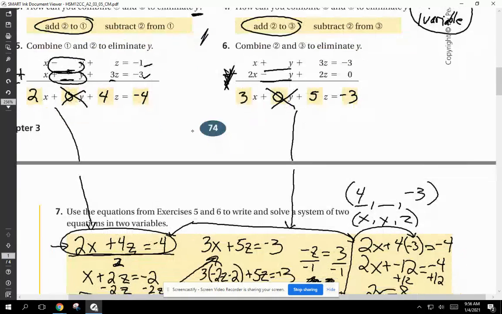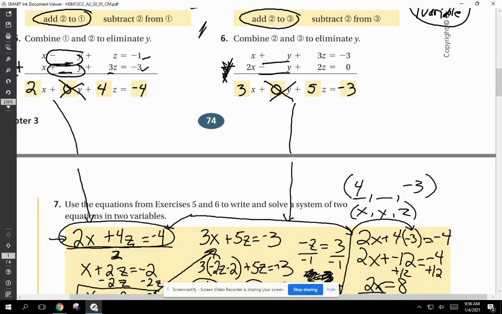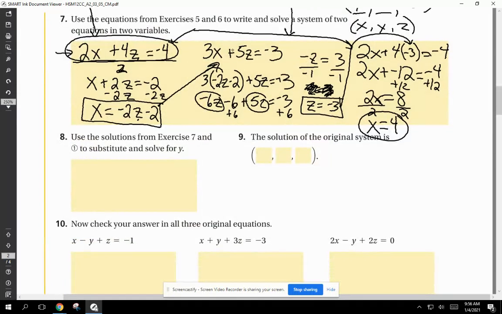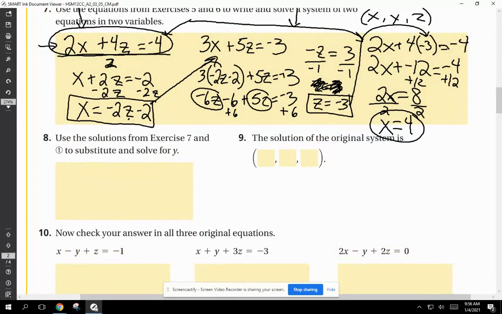Scroll back up. Come on, paper. There it is. Okay, so number 8. Use the solutions from 7 and number 1 to substitute x or solve for y, and that's what we're going to do. So we're going to take that first equation we did. Remember, this is like a page of work. And we're going to rewrite that. X minus y plus z equals negative 1.